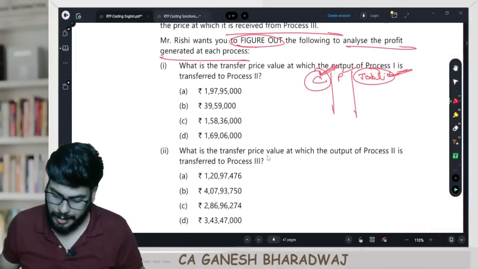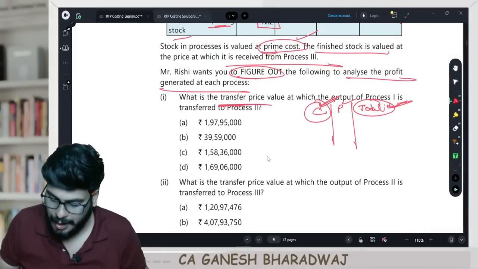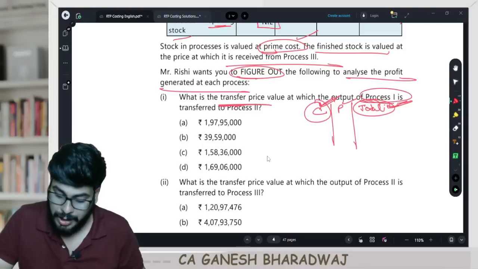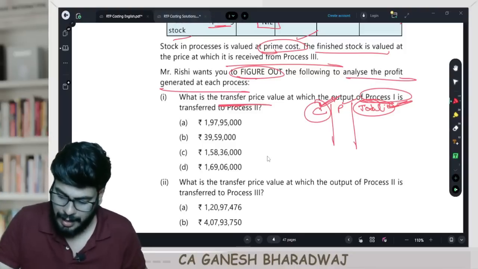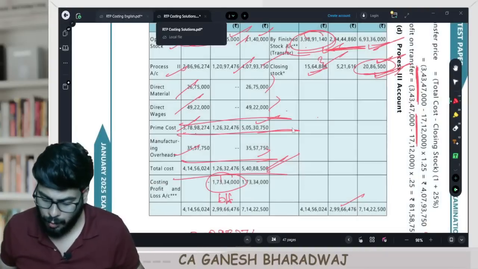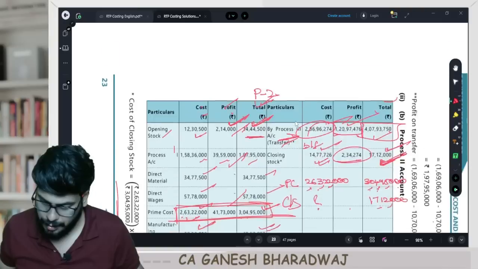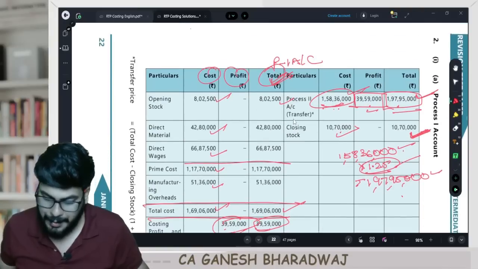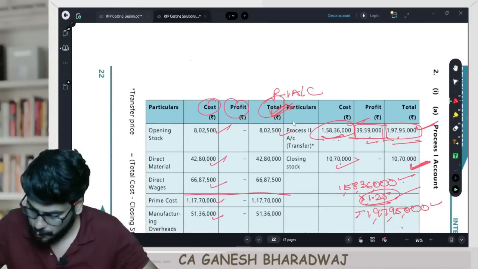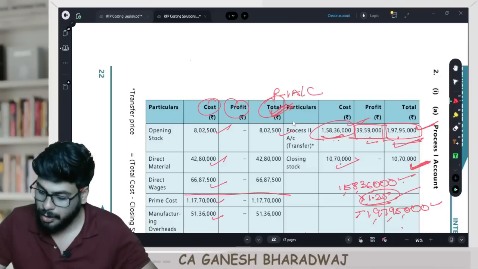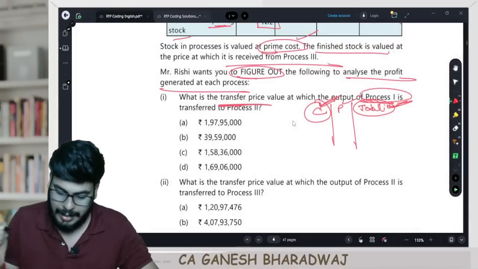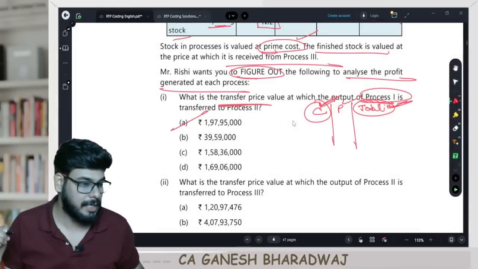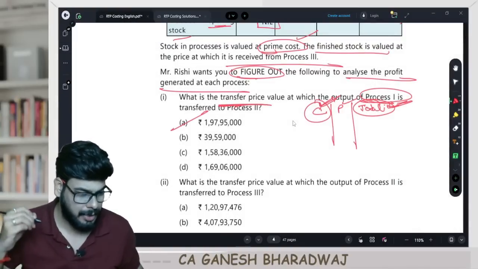Now, first question, what is the transfer price value at which the output of process 1 is transferred to the next process 2, right? So, transfer price value of output of process 1. What is it? You can just go and find it here. So, the transfer price value of output of process 1 is going to be 1 crore 97 lakh 95,000. So the answer is going to be answer A. Clear with this, guys? Fine.